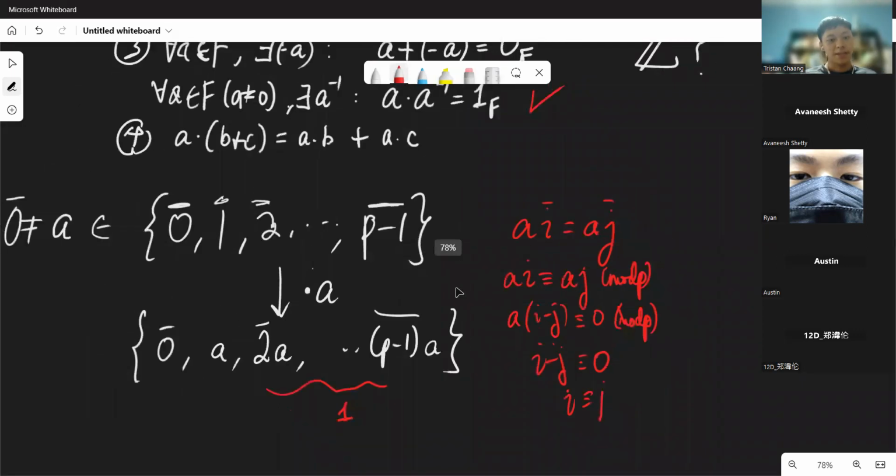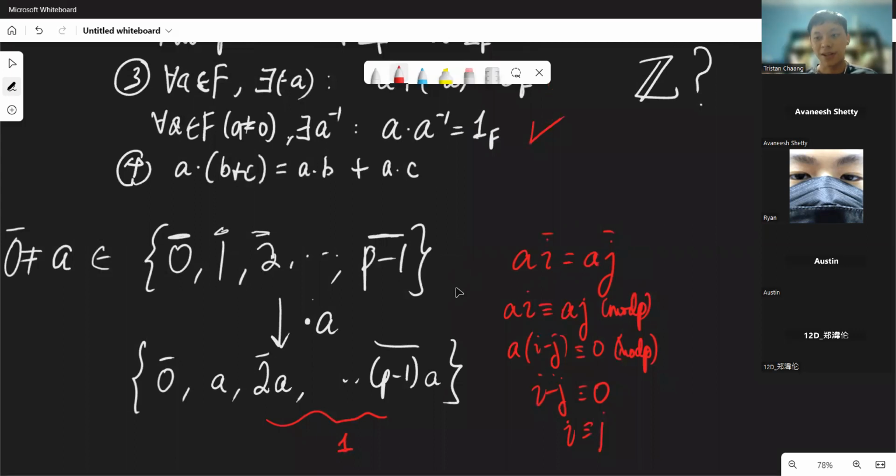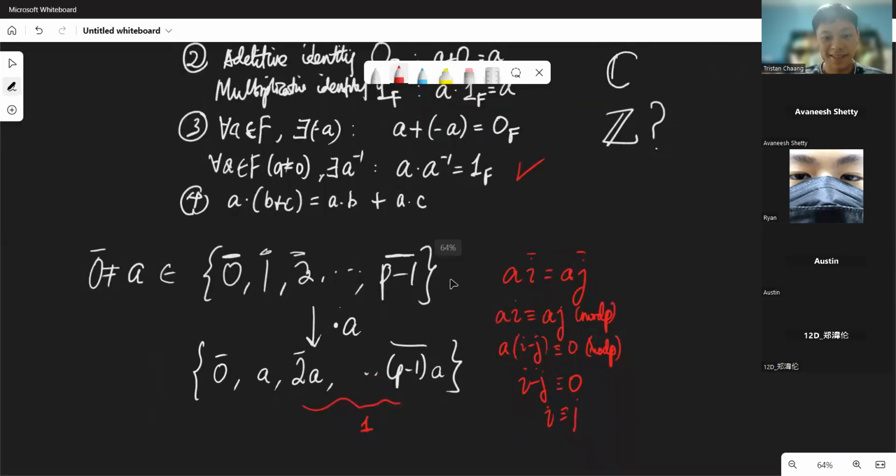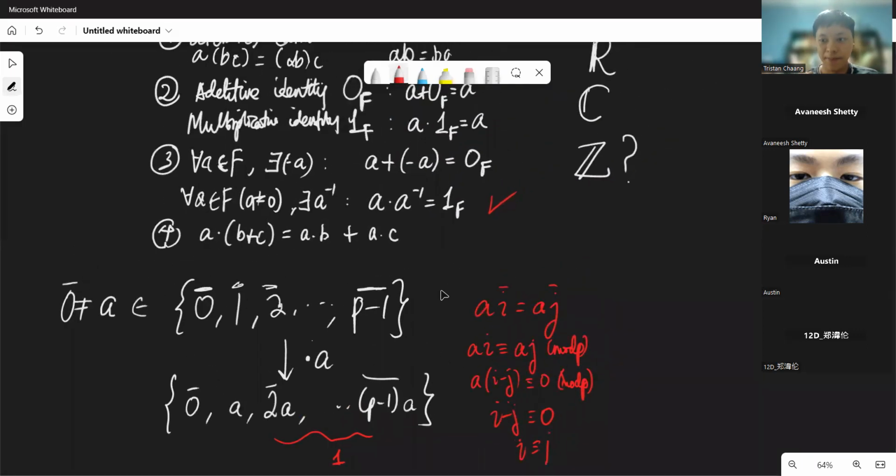Okay. Does anyone not understand this part? Because it's just going to get more and more abstract from here. So first of all, we've just proven that this set equipped with mod p addition and mod p multiplication is a field, because all of the properties are fulfilled. In particular, the most important one, multiplicative inverses.